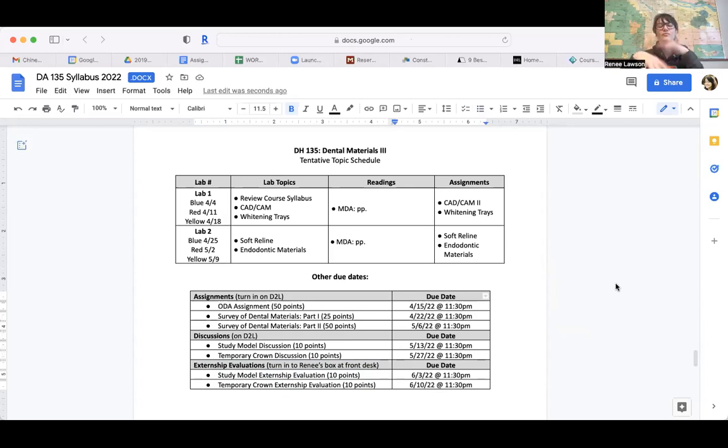I'll give you more information about that later. Don't freak out about it. I know you guys are like, oh my God, I have to make a temporary crown on a patient. It's gonna be terrible. Everybody thinks that, but it's not that big of a deal. Temporary crowns on real people are actually way easier than doing them in the lab. Trust me. It's scary because it's a real live patient, but they're actually very easy. But yes, it will be on a real patient and it'll be the whole process.